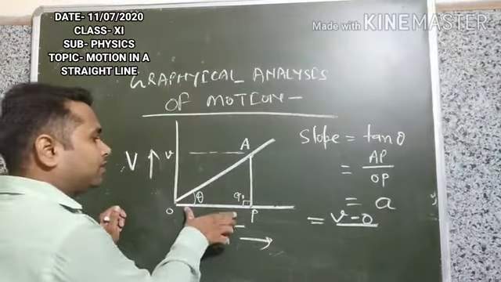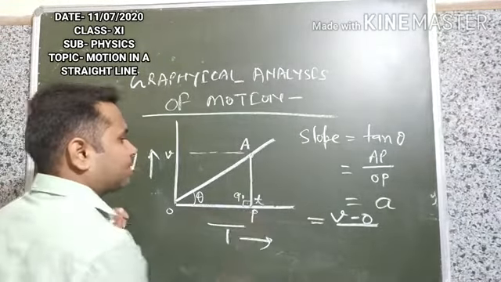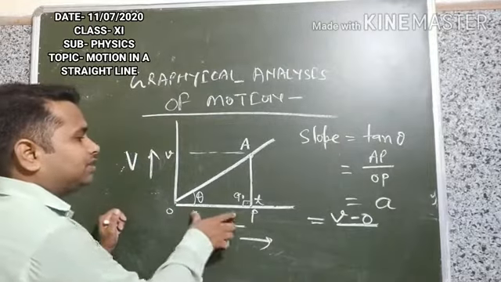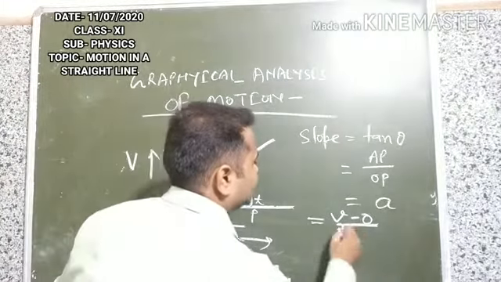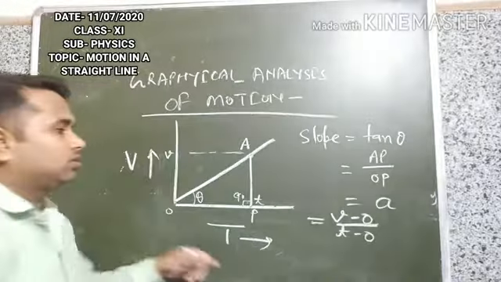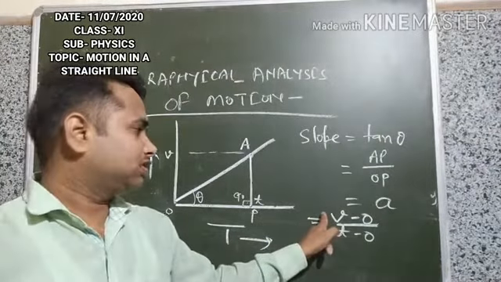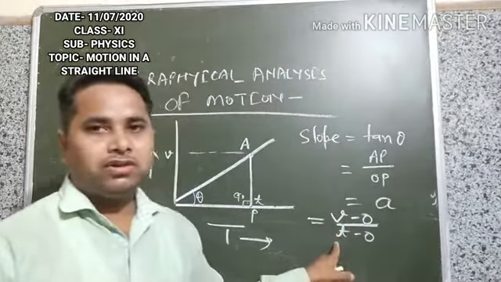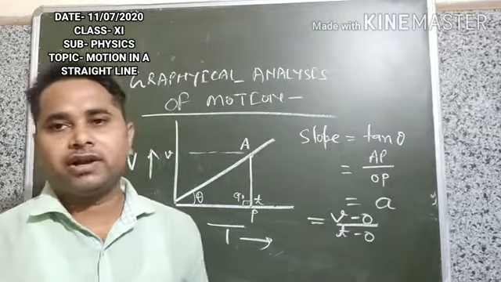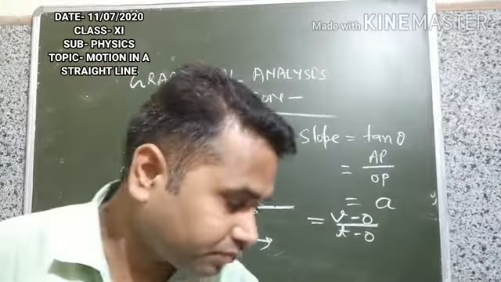And OP means, this is T, suppose time T. OP means the difference of T and 0, T minus 0. So see here, the numerator is change in velocity, the denominator is time interval. So this is called acceleration, the rate of change of velocity here.